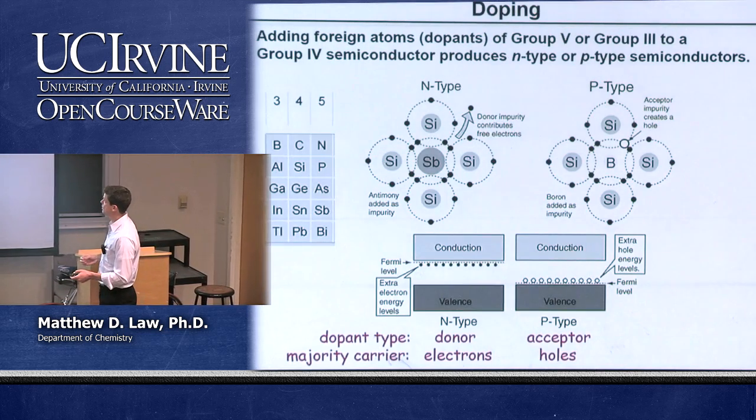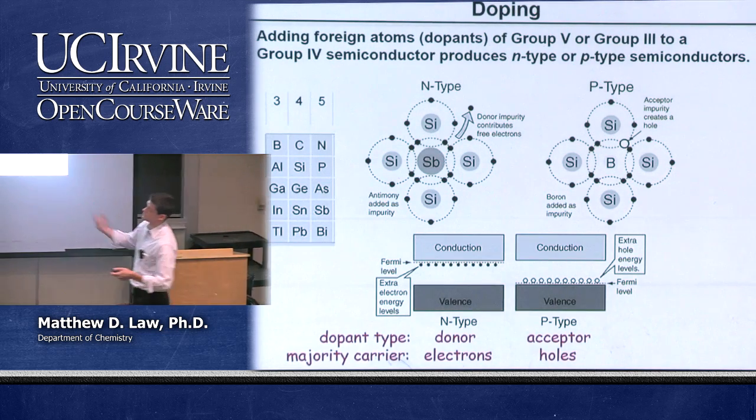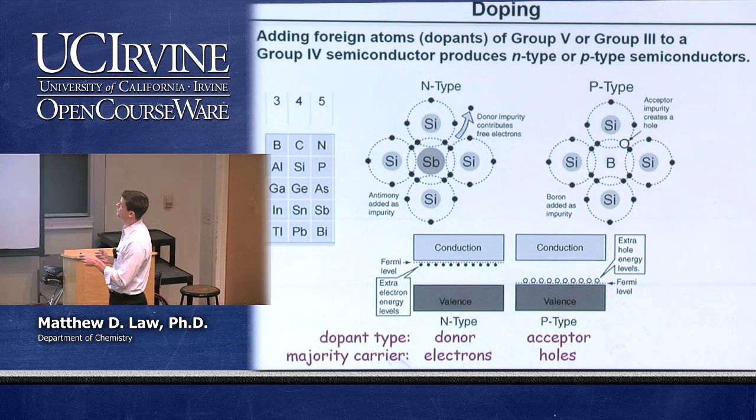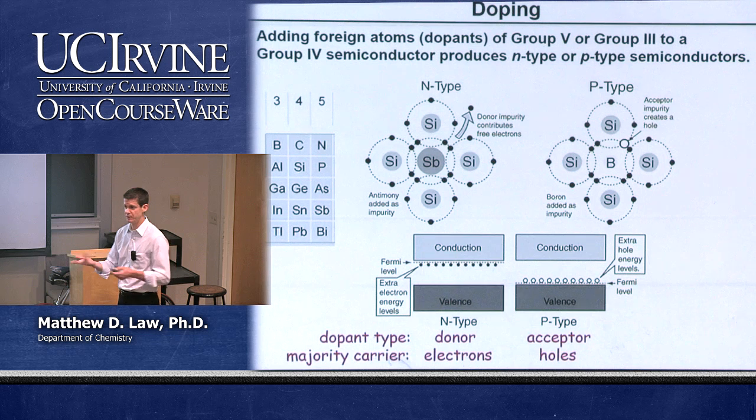Okay? Here's another picture that helps you understand a little bit more. Okay? This is saying exactly the same thing. Okay? If we put in group 5 or group 3 elements, we can n-type or we can p-type dope. Here's the reason for it. Silicon has 4 valence electrons. These elements have 5. These elements have 3.